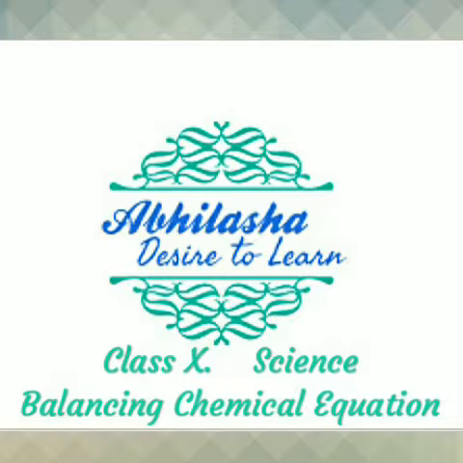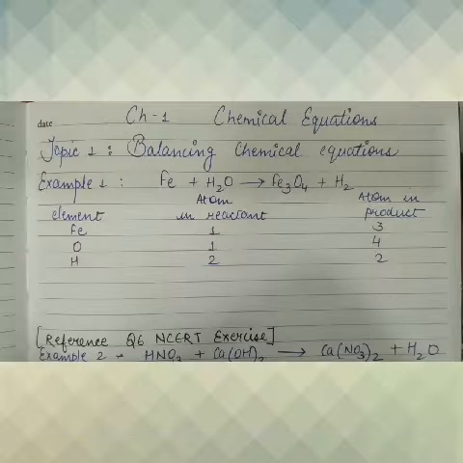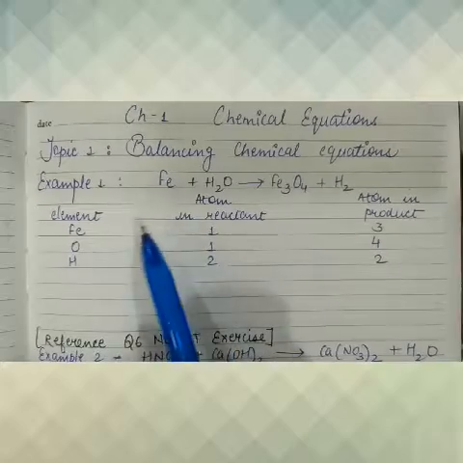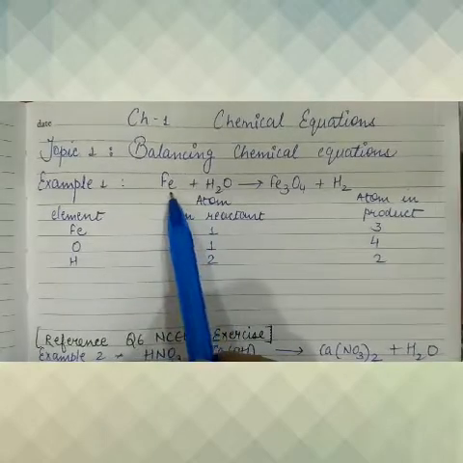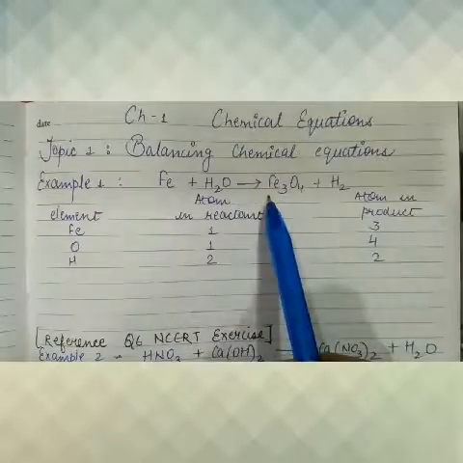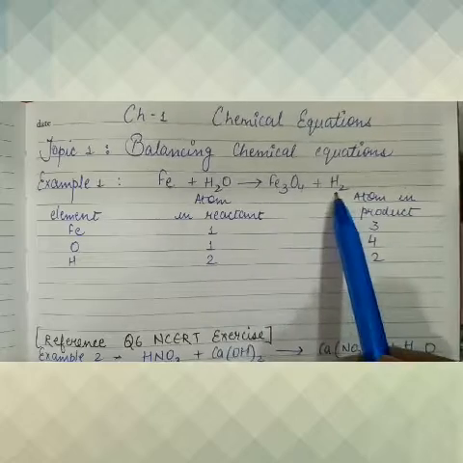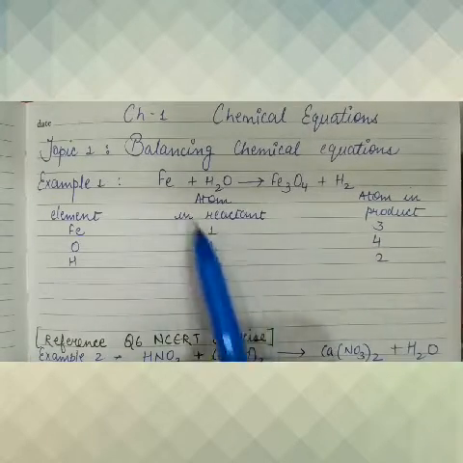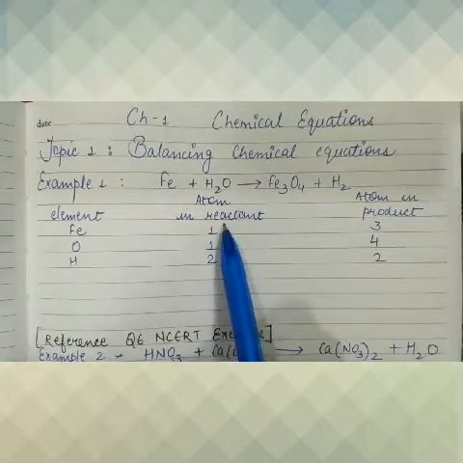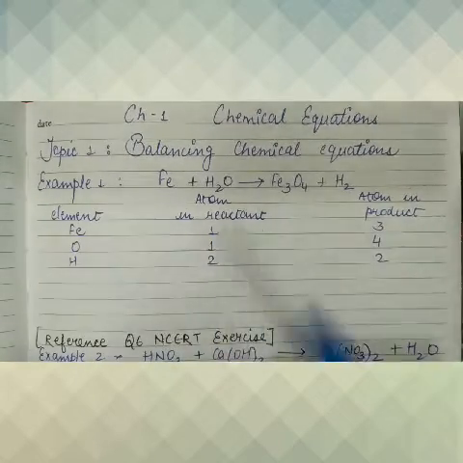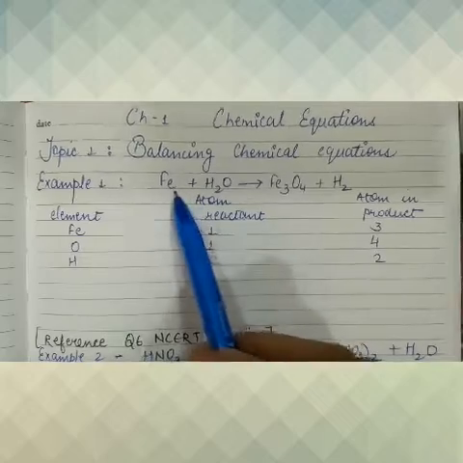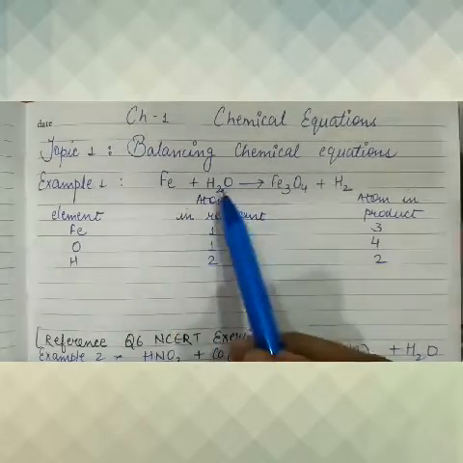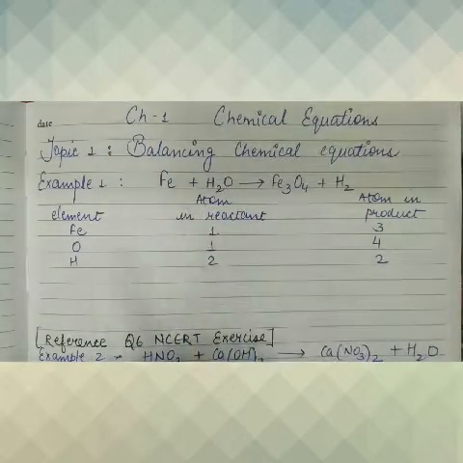In this video, I am going to discuss with you how to balance a chemical equation. Here the chemical equation given is Fe plus H2O gives Fe3O4 plus H2. First, we are going to prepare a table and write the number of atoms in the reactant and number of atoms in the product. Our elements are Fe, oxygen and hydrogen.